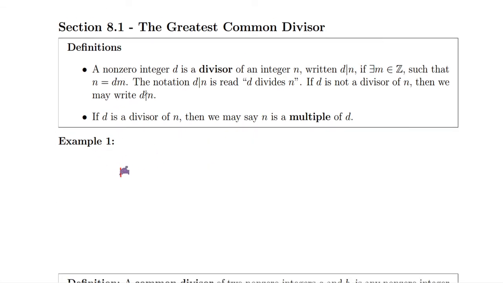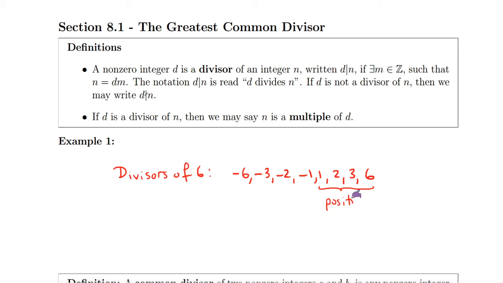So for example, what are the divisors of 6? Well, the definition just says that I'm looking for integers, so I actually have several: -6, -3, -2, -1, 1, 2, 3, and 6. These are all divisors, because for every single one of these, I can write 6 as any of these times an integer. And these ones are the positive divisors of 6.